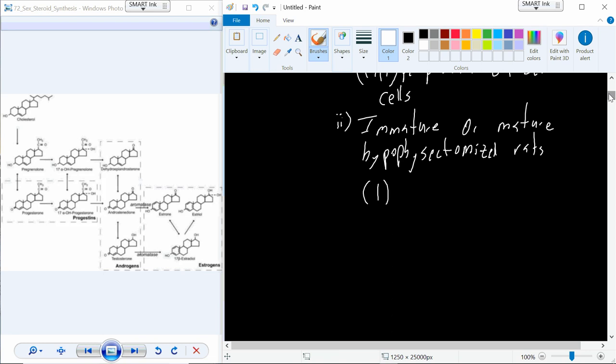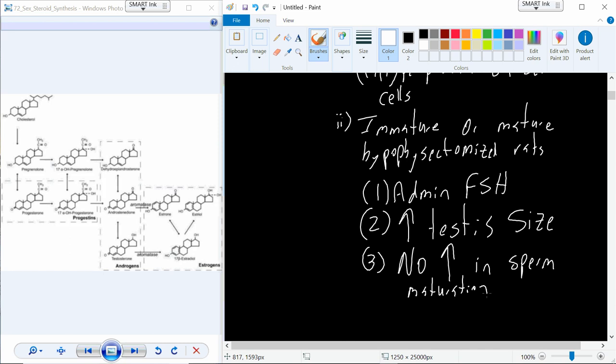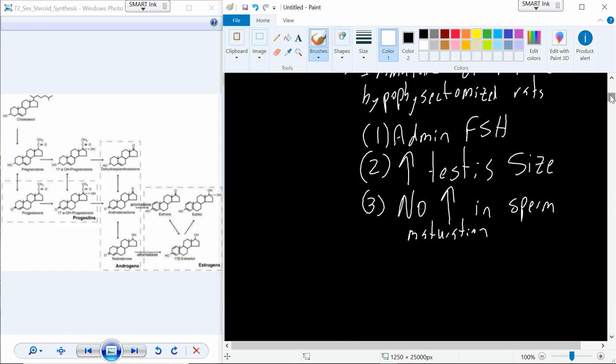So, if in these individuals we administer FSH, what are we thinking might happen? One of the things that we actually see is an increase in testicular size. That's probably related to the development of the Sertoli cells. But what we actually do not see, which is counterintuitive to what we had thought, is any increase in sperm maturation.